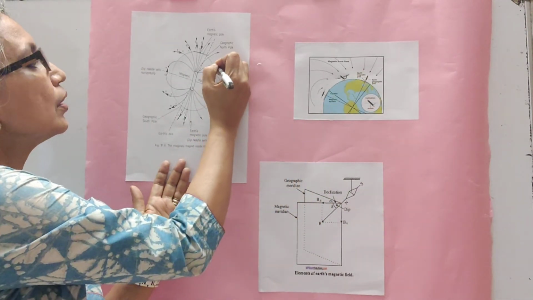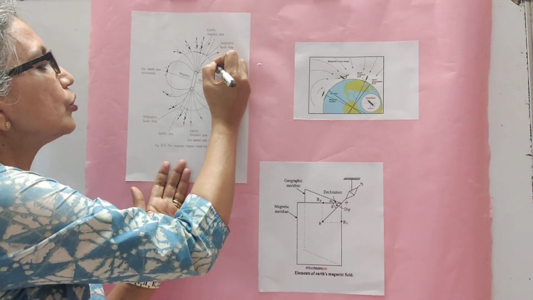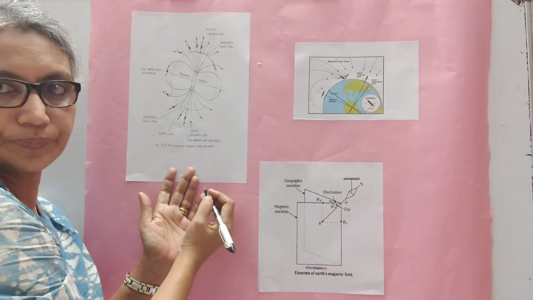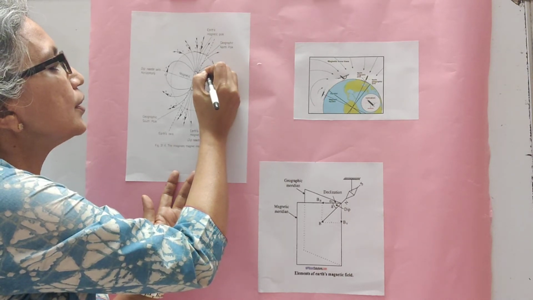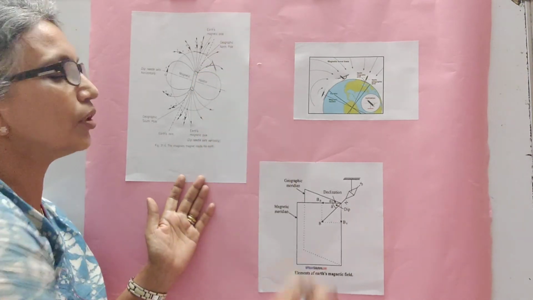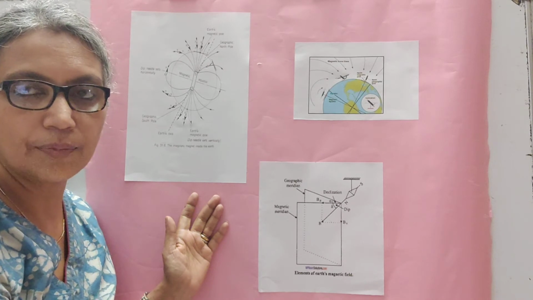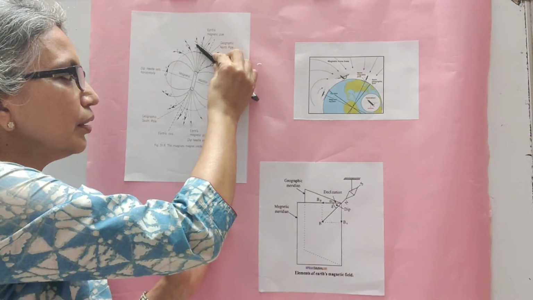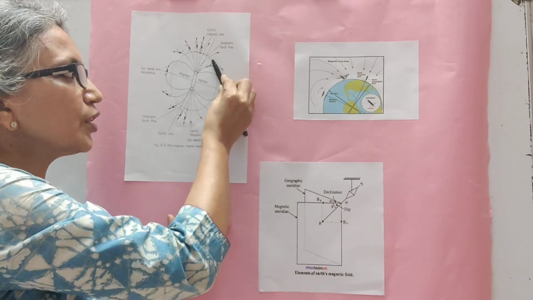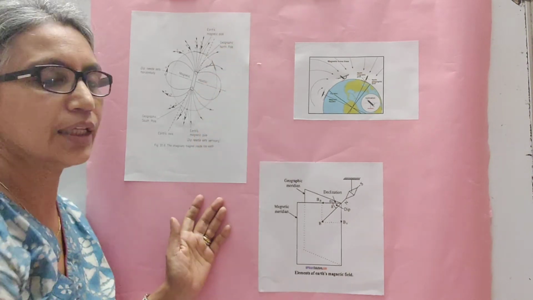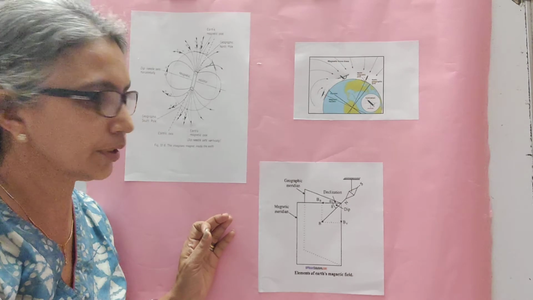Now look at this point. At this point, this is the tangent to the earth, and your magnetic field line is dipping, and this angle will be called the angle of dip. How much angle does the magnetic field of the earth dip with respect to the surface of the earth, that is what you call the angle of dip.